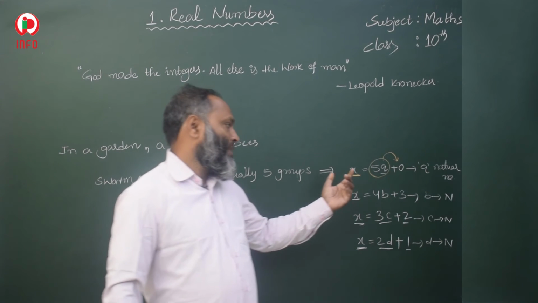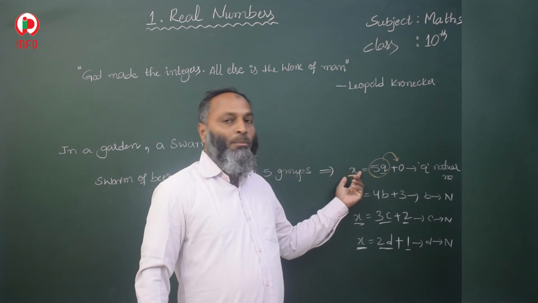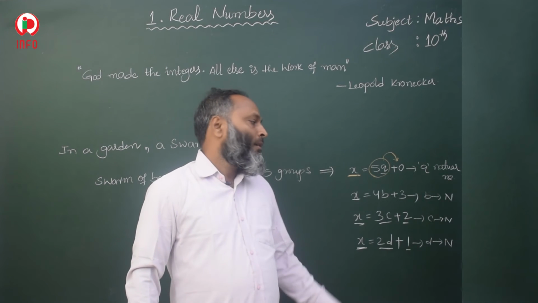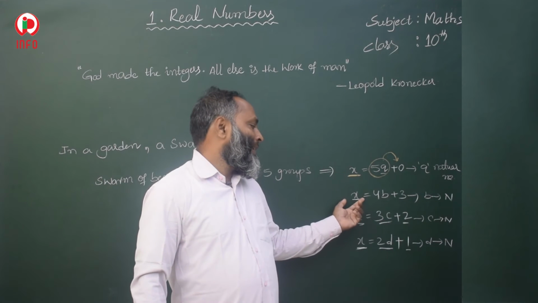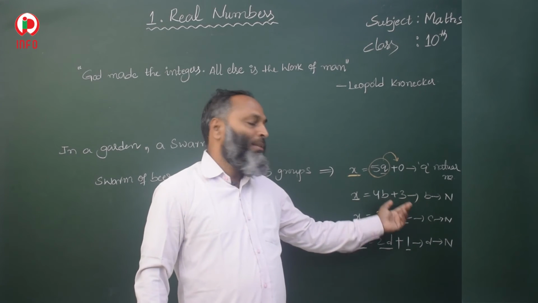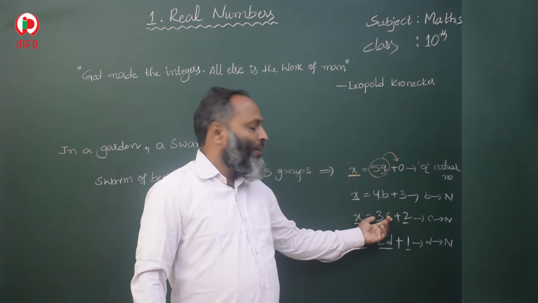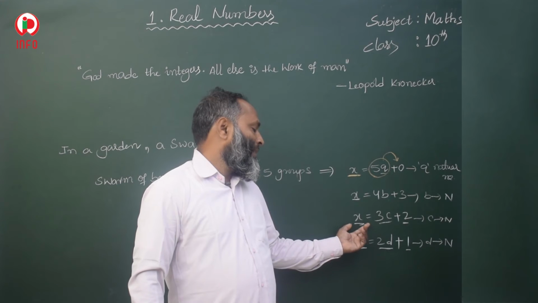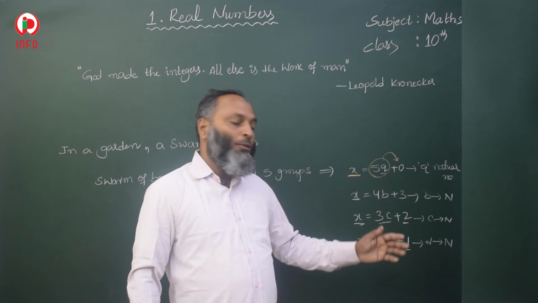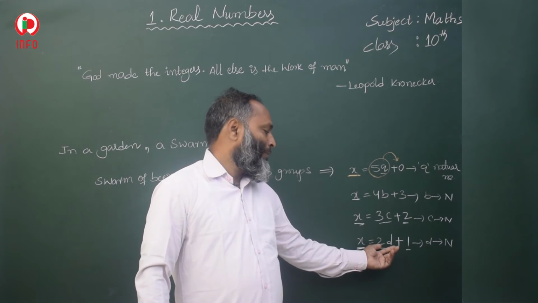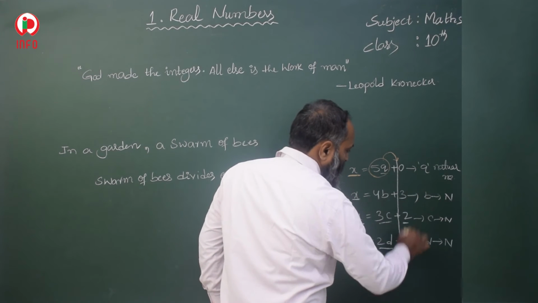The first is, if the total bees are divided into 5 groups, the mathematical statement is total bees x is equal to 5q plus 0. In the second one, if the total bees are divided into 4 groups, the total bees x is equal to 4b plus 3. Here b is from the set of natural numbers. If the total bees are divided into 3 groups, x is equal to 3c plus 2. If divided into 2 groups, then the total bees is equal to 2d plus 1. Here 0, 3, 2, 1.